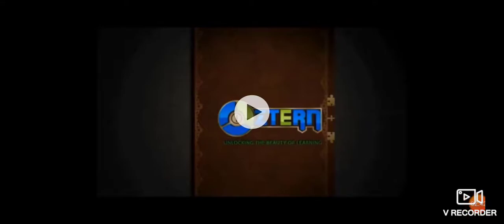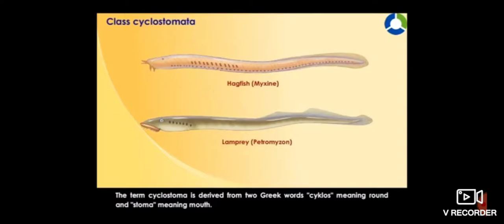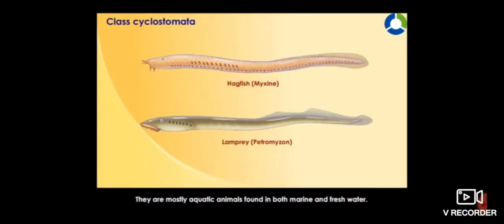Students, let us see the general characters of Cyclostomata in this video clip. Class Cyclostomata. Class Cyclostomata includes the most primitive vertebrates. The term Cyclostoma is derived from two Greek words, cyclos, meaning round, and stoma, meaning mouth. They are mostly aquatic animals found in both marine and fresh water.